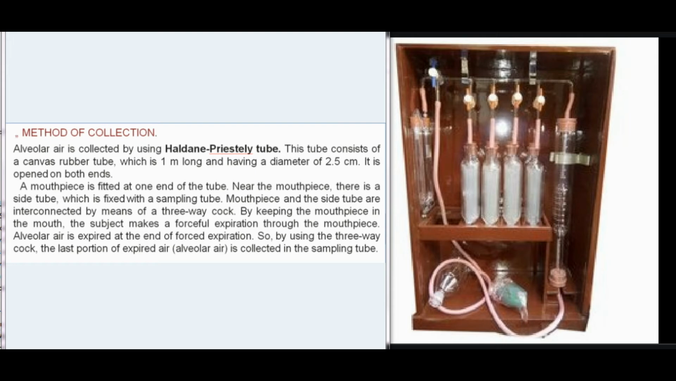A mouthpiece is fitted at one end of the tube. Near the mouthpiece, there is a side tube, which is fixed with a sampling tube. Mouthpiece and the side tube are interconnected by means of a three-way cock. By keeping the mouthpiece in the mouth, the subject makes a forceful expiration through the mouthpiece. Alveolar air is expired at the end of forced expiration. So, by using the three-way cock, the last portion of expired air, alveolar air, is collected in the sampling tube.